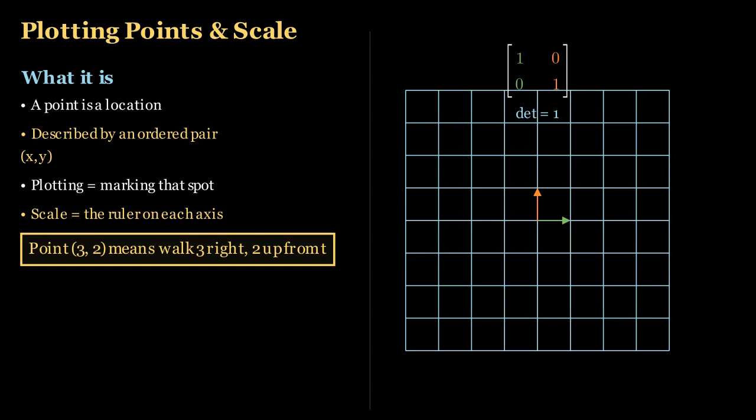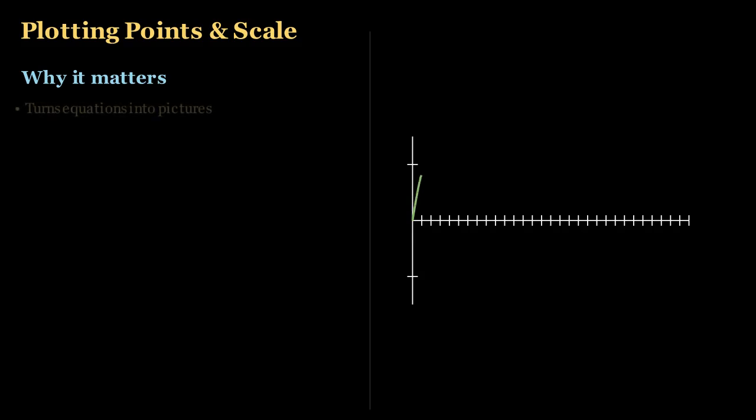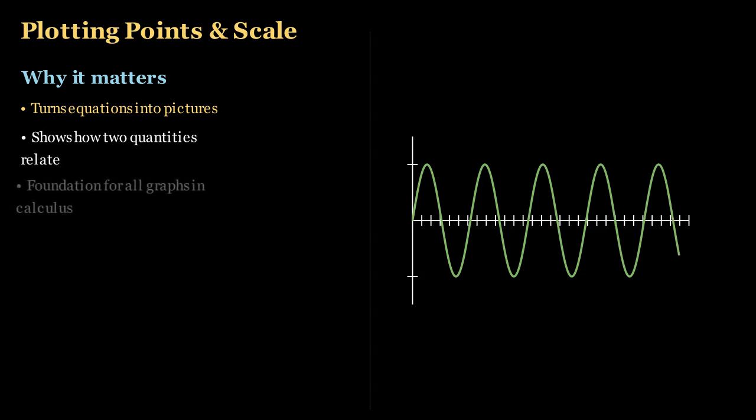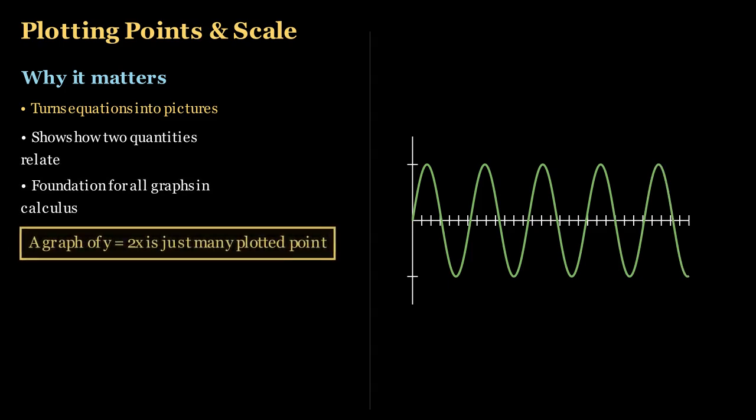Why do we bother plotting points? Because it turns abstract equations into pictures we can actually see. Imagine you have a rule, like the temperature of a cooling cup of tea over time. You can write it as an equation, but if you plot a point for each minute, you get a curve that shows the whole story at a glance. In calculus, we are always studying how one quantity changes with another, like speed changing with time. Plotting points is the very first step to building those graphs, and getting the scale right is what makes the picture accurate and useful. Here is how you actually do it. First, look at the scale on both axes.